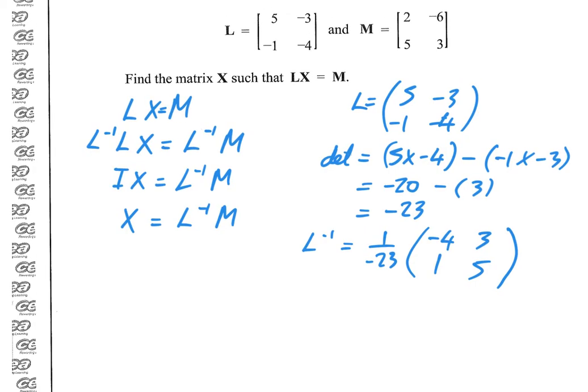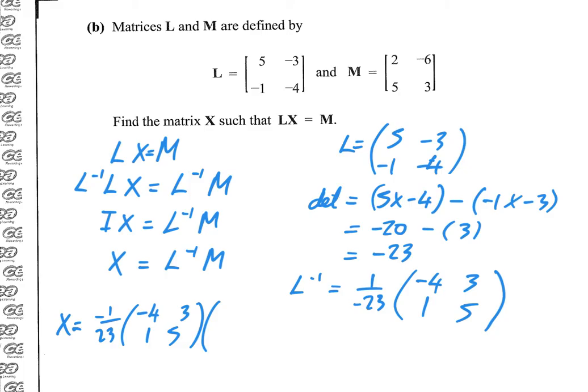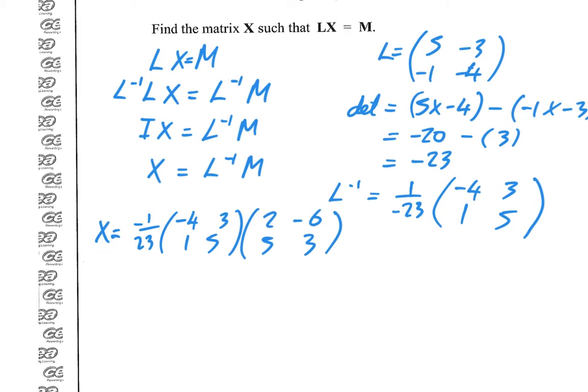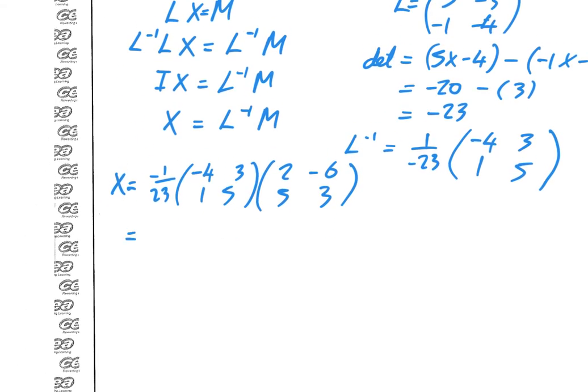Okay, we'll put this back into this equation then. That means your x is going to be equal to your inverse of L, which was minus 1 over 23 times minus 4, 3, 1, 5, and your M from earlier on, if I can see it, was 2, minus 6, 5, and 3. Then we're going to multiply that out and see what we get. So leave the minus 1 over 23 to the end. We're going to hope that this cancels down a wee bit nicer.